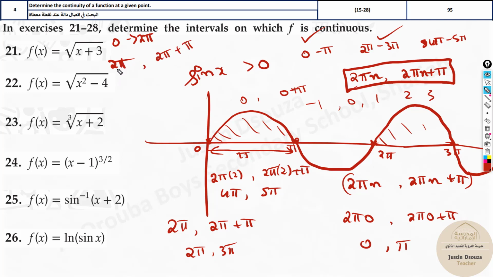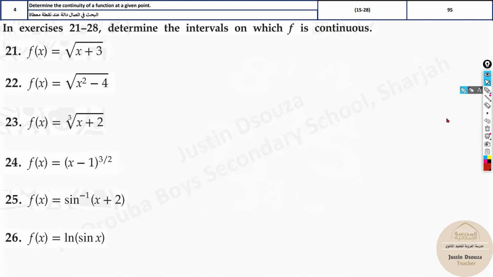And don't forget, only the first part will have the integer. Okay, that is any integer. So this is how the answer over here should be: 2 pi n, comma 2 pi n plus pi. It will be like this. This is the answer. Okay, let's just check the answer.